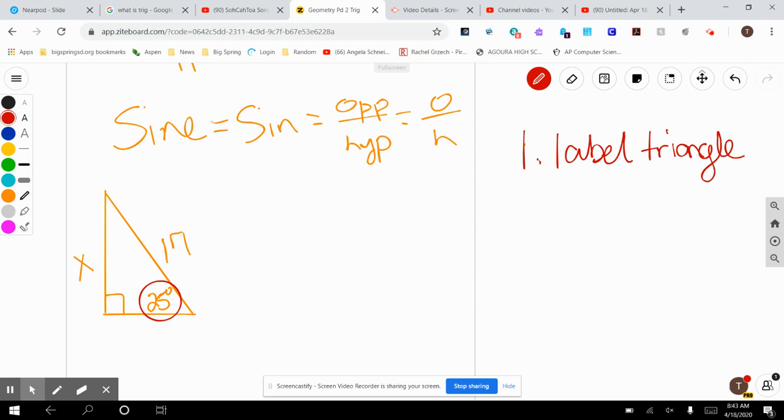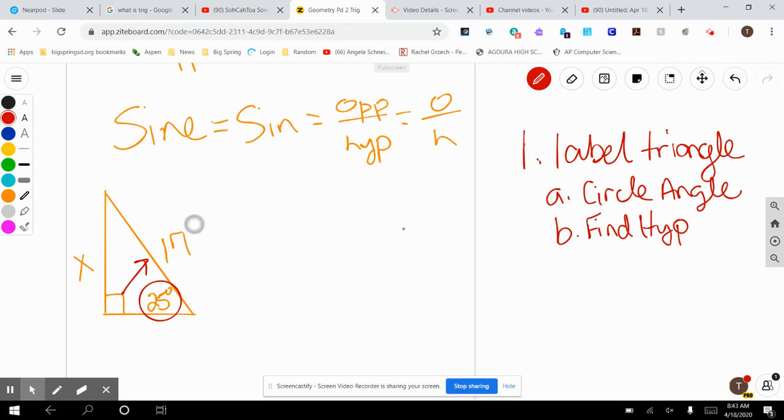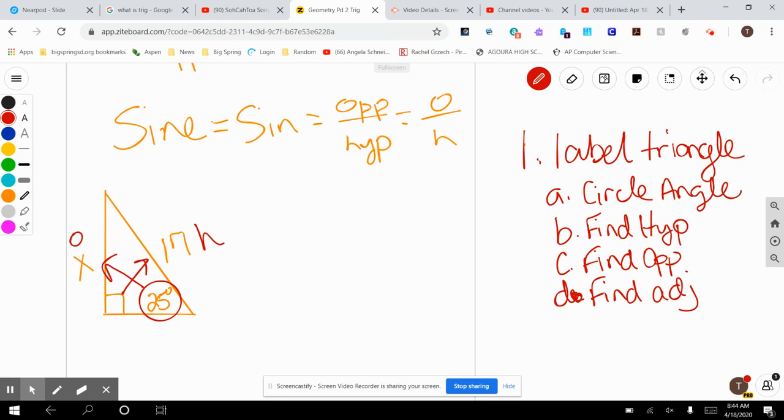Okay, so we're going to circle our reference angle. So circle angle. Okay. Find hypotenuse. So in that case, this would be the one that's across from the right angle. So that would be the H, the hypotenuse. Find opposite. Remember, that's based on the angle. So we go over here to the angle, we put an O. And then, sorry, for A, we find the adjacent. That's the only thing that's left.